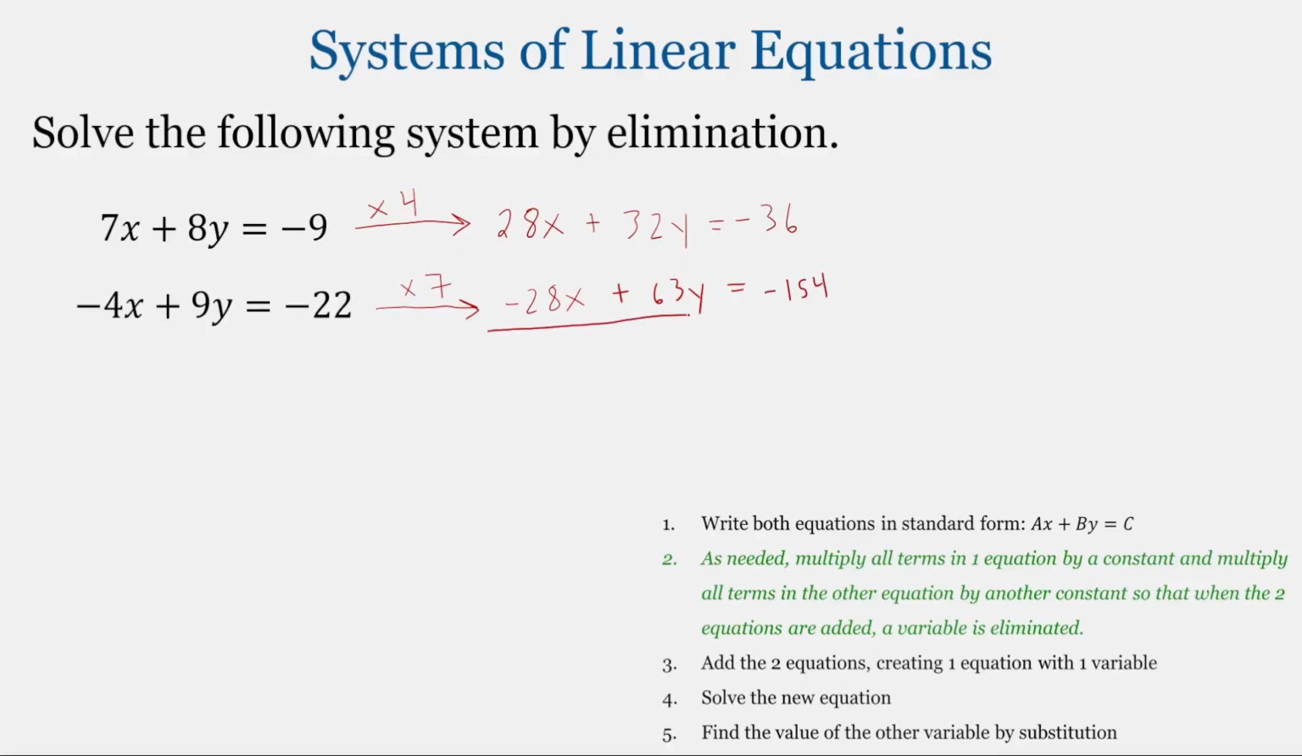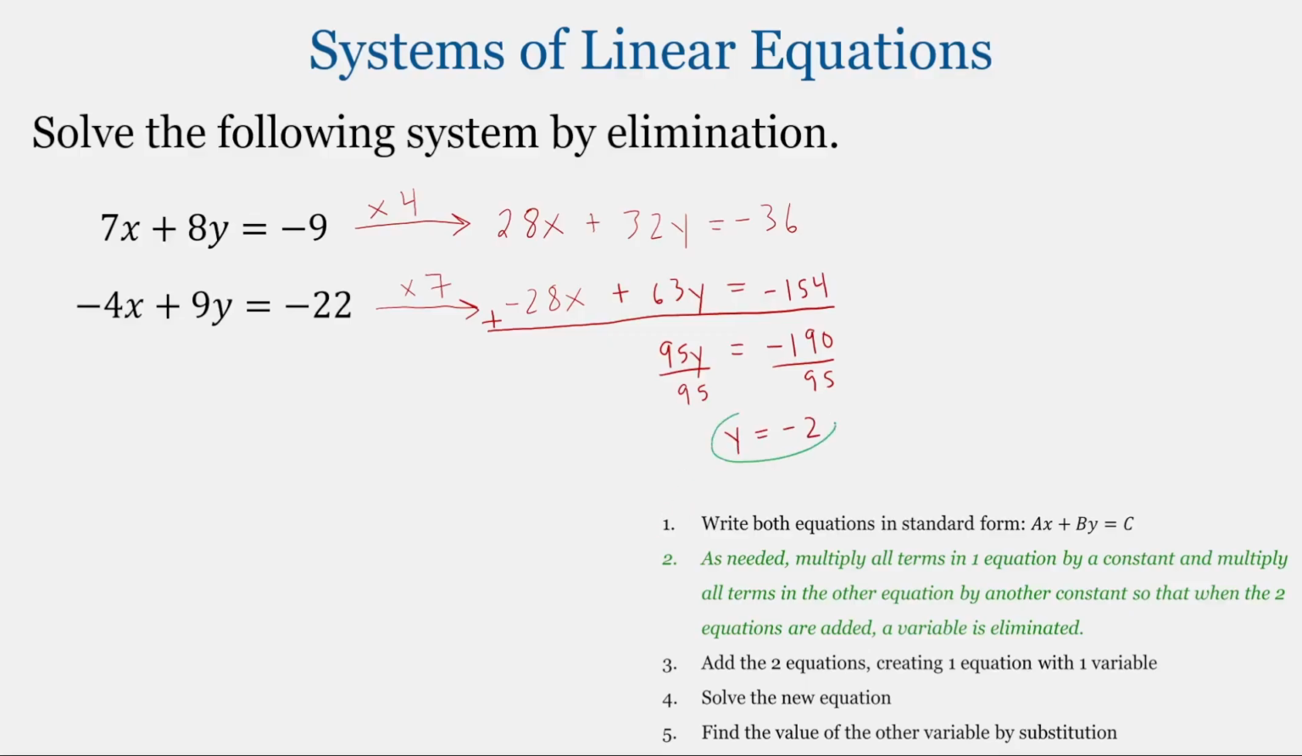And then solving by elimination, we're going to add these two equations together. So as planned, our x variable is eliminated. And now we have 95y equal to negative 190. And then dividing both sides by 95, our y value is equal to negative 2.